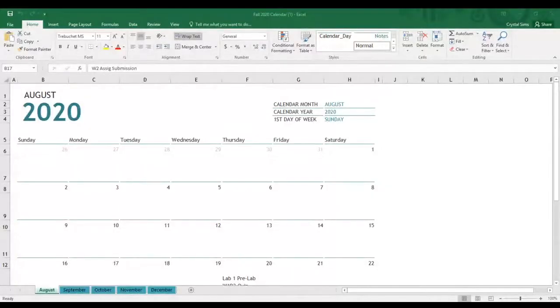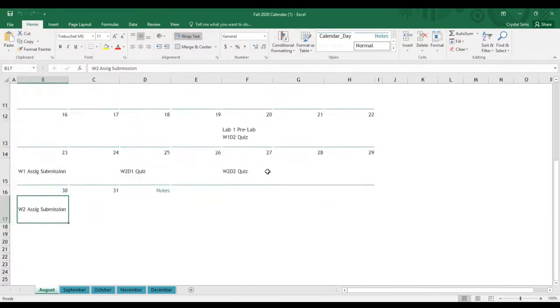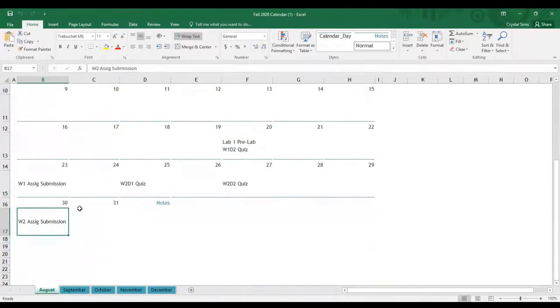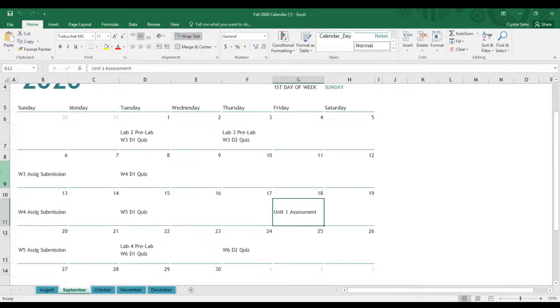So it is in the form of an Excel spreadsheet, and you can see that I've got everything labeled as far as what is due when. All of your pre-labs, all of your quizzes, all of your assignment submissions are all on there. And you'll notice at the bottom the different months. So we can click between the different months and see what's due throughout the entire semester.